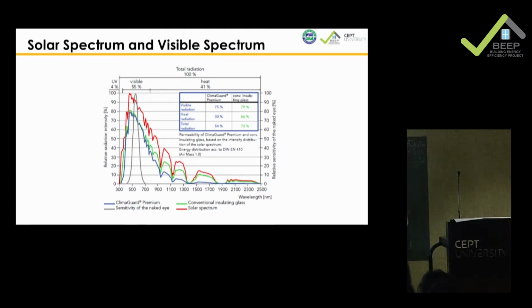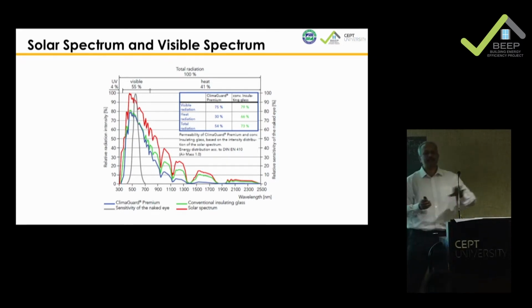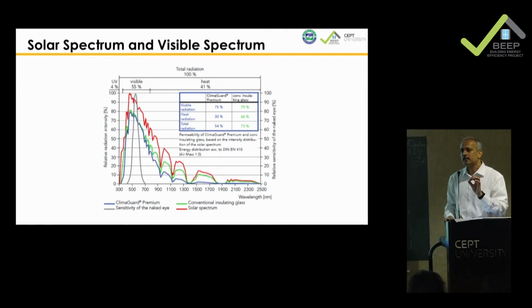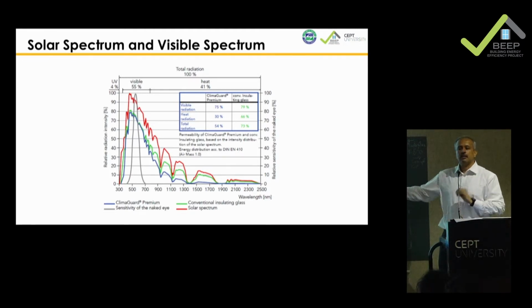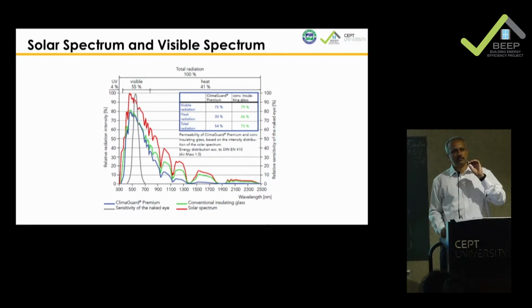It tries to cut anything from 850 onwards; that frequency gets cut down. That's why we call it a spectrally selected glass. Only a certain spectrum gets through it, and the rest does not. So you're rejecting the heat, but you are allowing light to come in. When you say light, it is daylight. Okay?